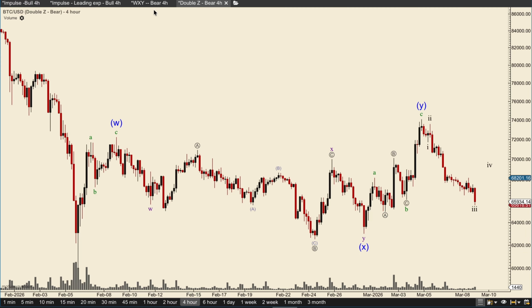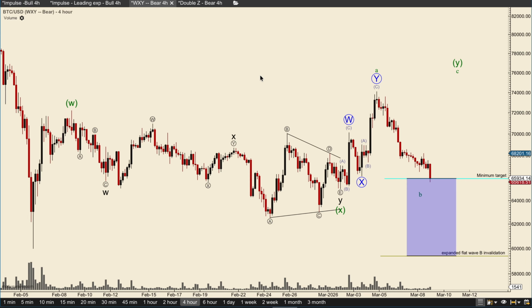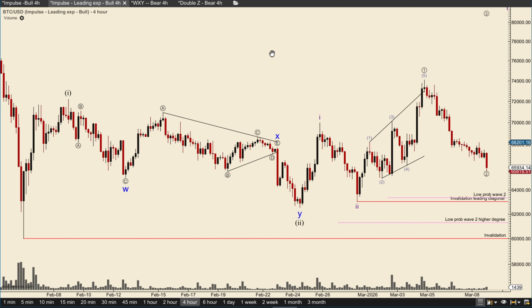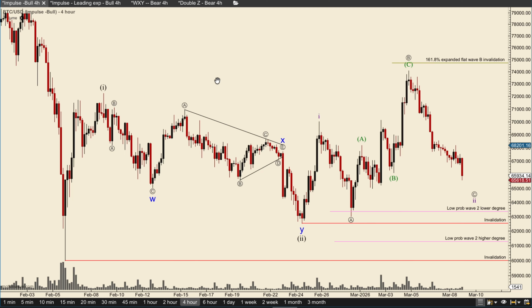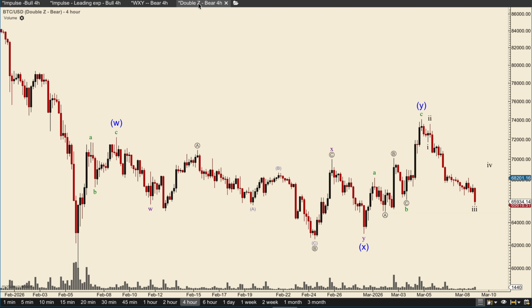Because if we get an impulse up, then we could be looking at this, because we need an impulse to reach this target. But still, I would really like for us to hit this to lower the probabilities of the impulse, the leading expanding diagonal and the normal impulse, to give the bearish scenarios even higher probability. So that is currently what I am looking for.